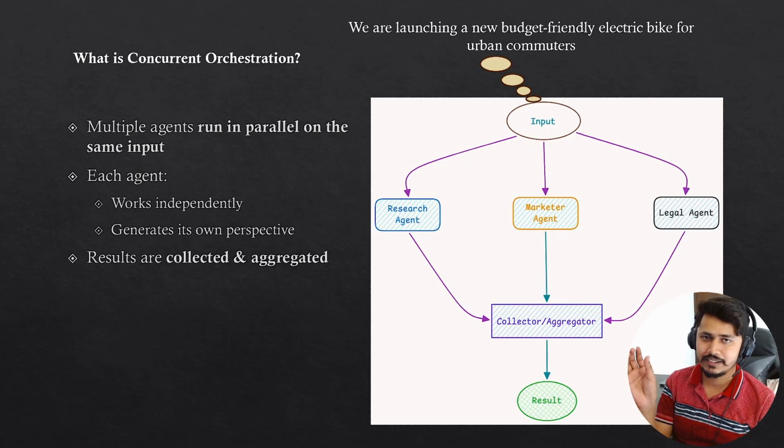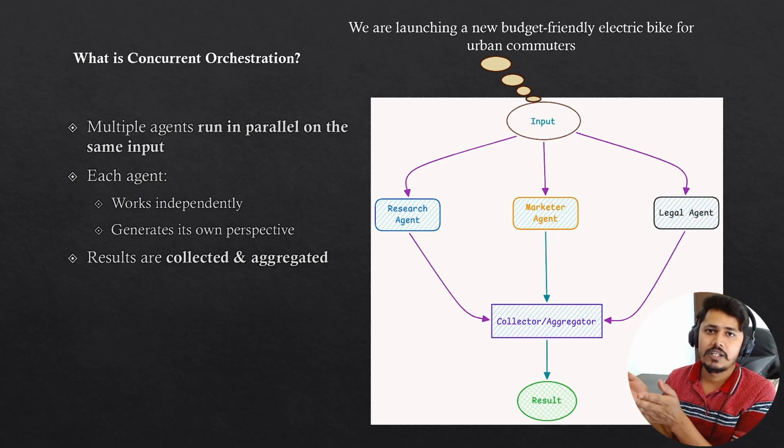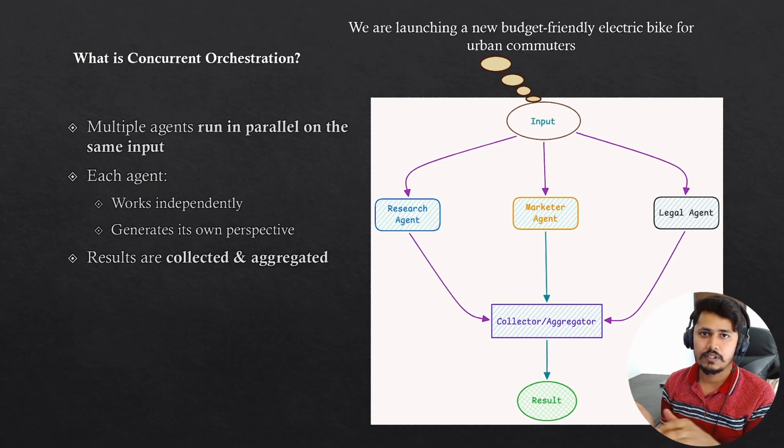The research agent will do the analysis and generate the response based on the perspective given to it. In this case, it will go ahead and check the research, such as what other competitive vehicles are available. It will find out the scope of that particular vehicle. It will do all the study, and then it will give the response. Similarly, the marketer agent will identify which market to target, what audience to focus on for advertisement, and all those detailed information it will capture.